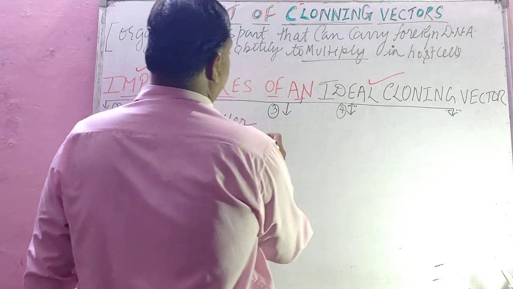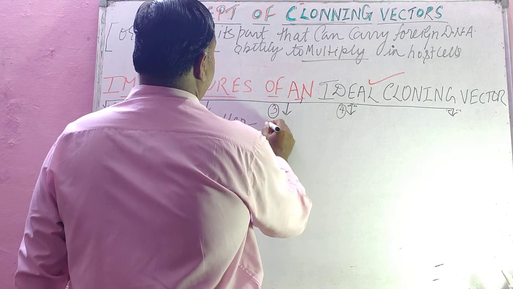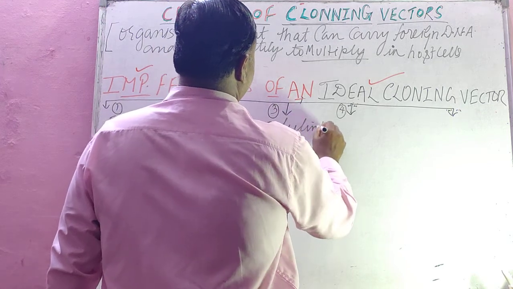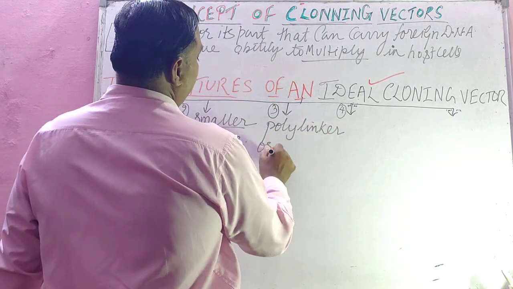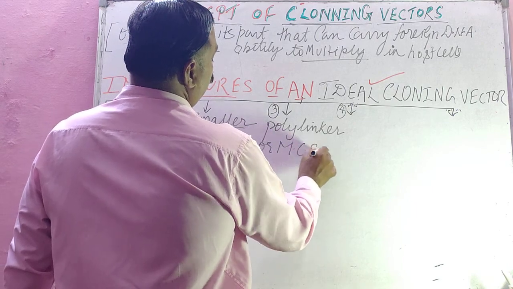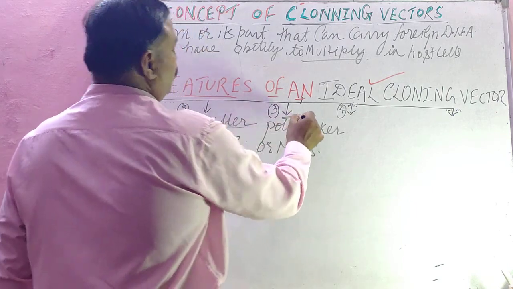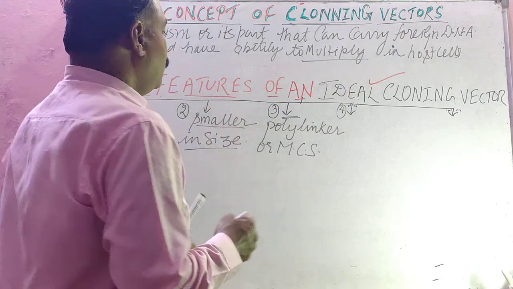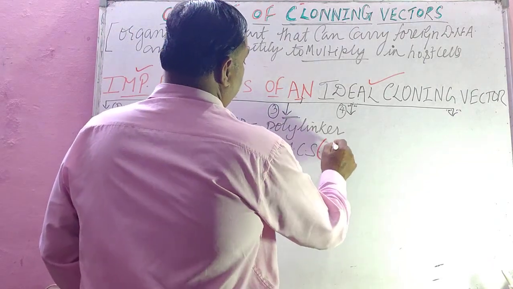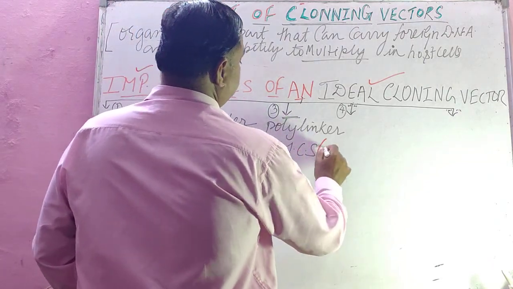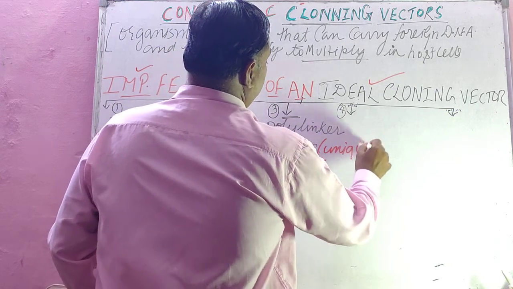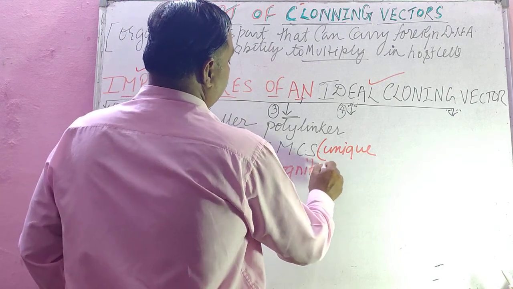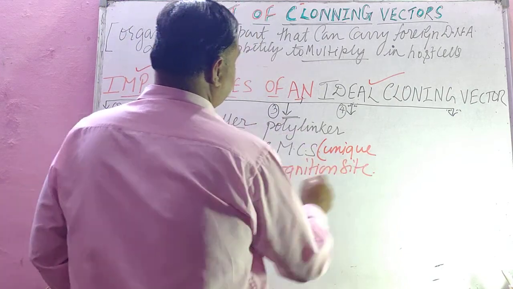Third, student, very important, it should have polylinker sites, or multiple cloning site. In 2020, polylinker definition was asked in compulsory. So what do we mean by polylinker that I am writing here? Polylinker site is what, student? It is unique recognition site for restriction enzyme.